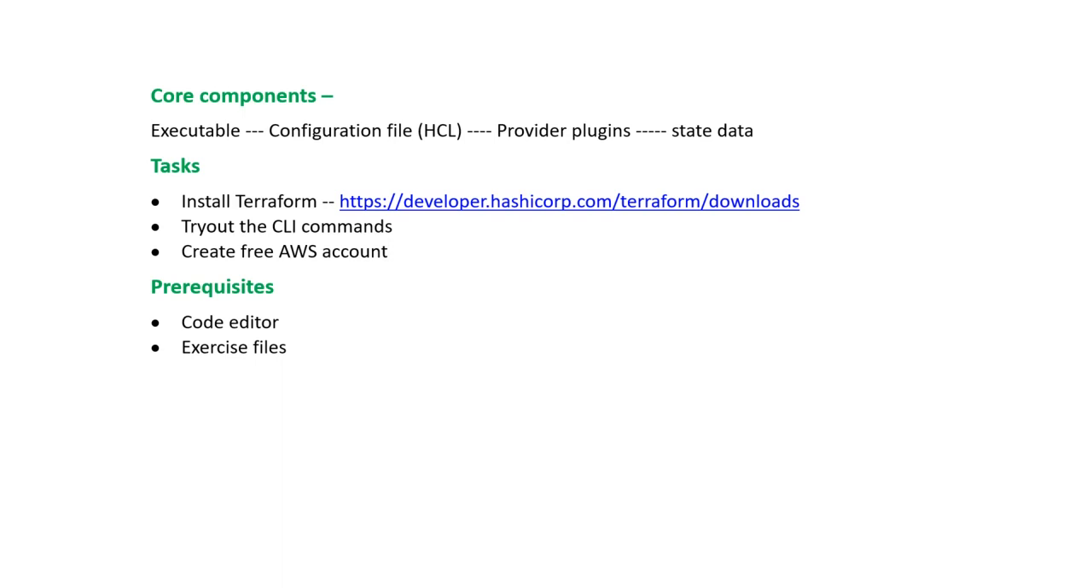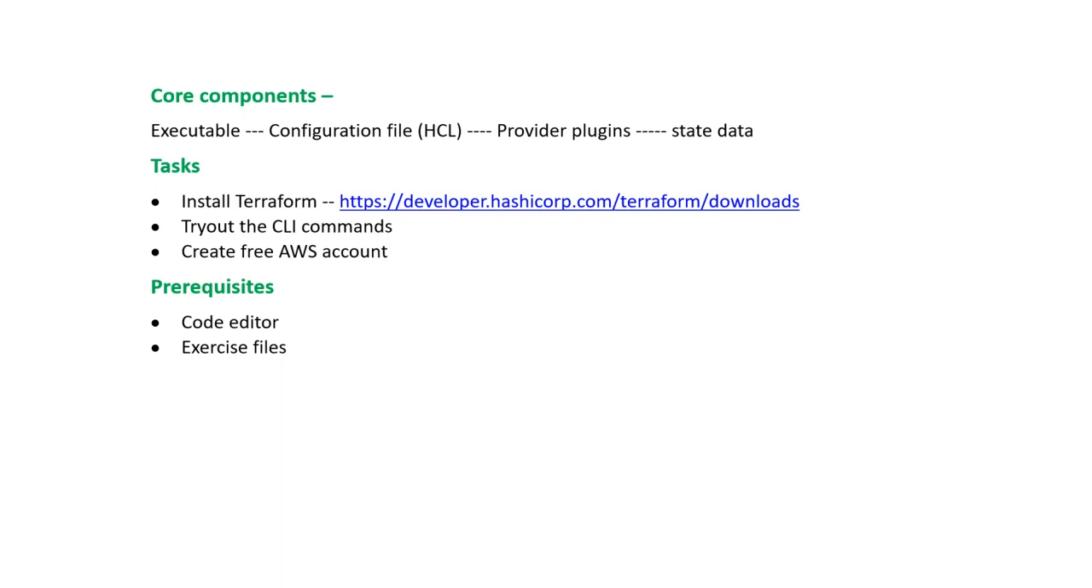When we are talking about Terraform core components, we mean the executable and the configuration file. The configuration file for Terraform is HCL, HashiCorp Configuration Language, which is similar to JSON, human-readable code. We also have provider plugins and state data. State data is recorded when you update or deploy new resources.